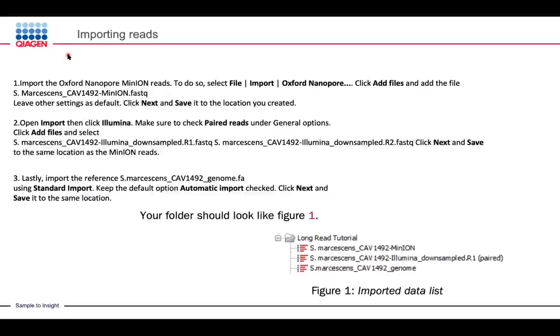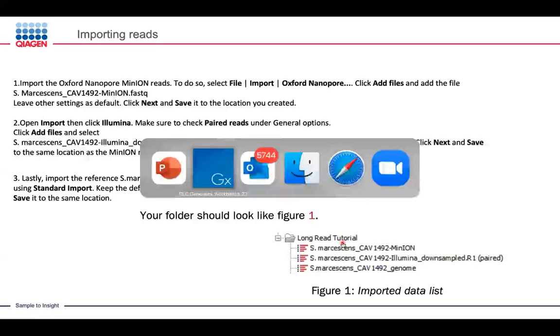The data that we're going to bring in: we'll import the Oxford Nanopore data by selecting import Oxford Nanopore and adding the files from our FASTQ file. Once we're done with that, we're going to open the same import function, except select Illumina and import the paired reads for the Illumina data set, which contains an R1 and an R2, one forward and one reverse for the paired reads. And then lastly, we'll use the standard import to import the reference genome. And our navigation area will look like it does down below.